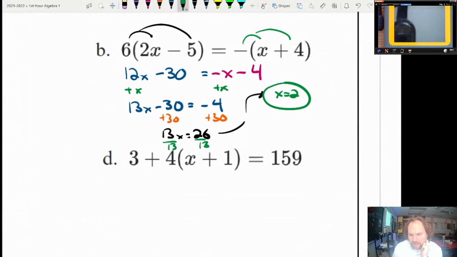Not too bad. Again, look how much work is there. X equals 2 on its own is not enough to be anything. So there's a lot of work that goes into this problem.